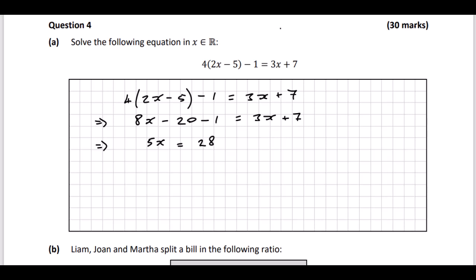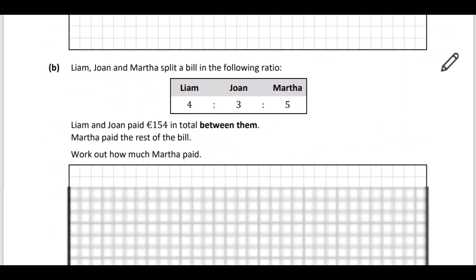What I need to do now is just divide by 5, because the 5 is multiplied by the x, so we do the opposite. So we end up dividing the right hand side by 5 and we get 28 over 5. Okay, so that's part A finished. Let's have a look at part B.